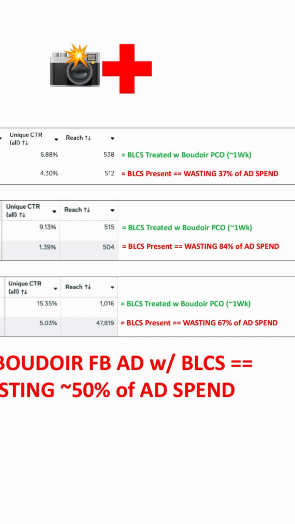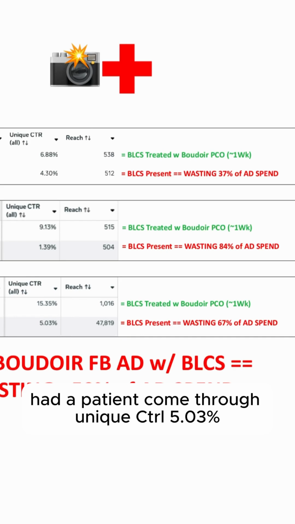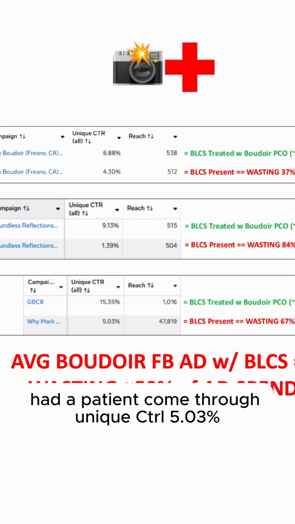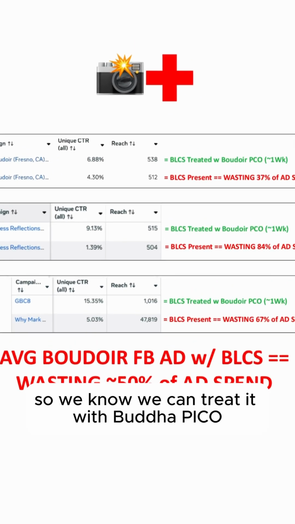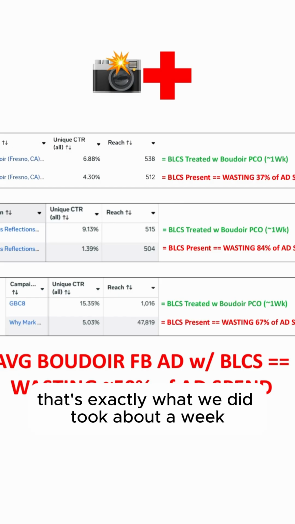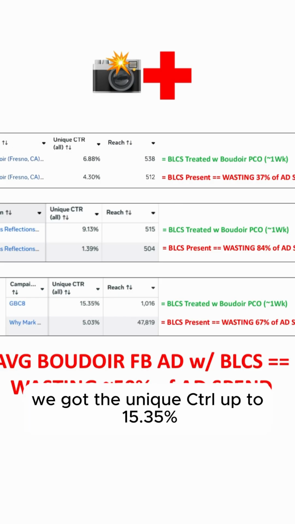Finally, had a patient come through, unique CTRL 5.03%. So that's under 6%. We know that BLCS is present, Boudoir low click syndrome. So we can treat it with Boudoir Pico. And that's exactly what we did. Took about a week. We got the unique CTRL up to 15.35%.